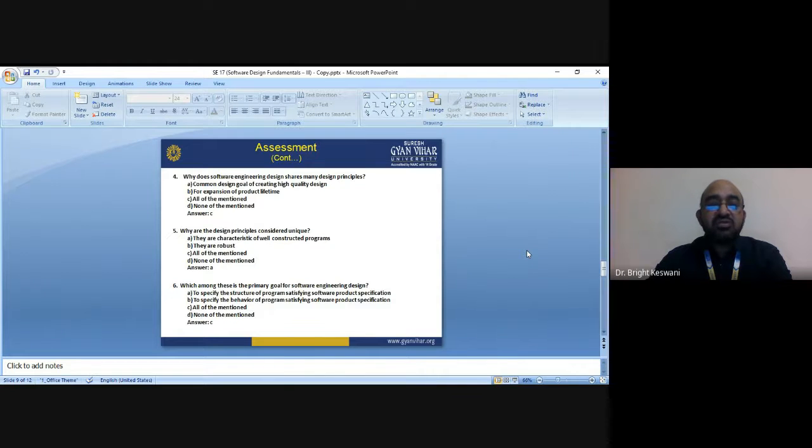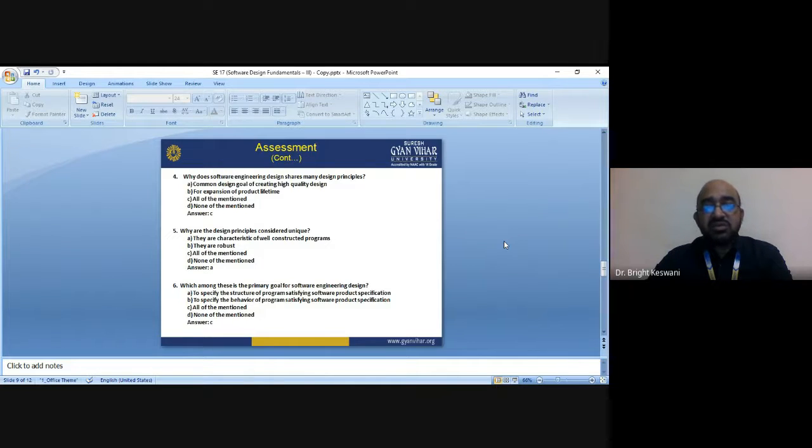The fourth question, why does software engineering design share many design principles? The first option, the common design goal of creating high quality design. Second option is for expansion of product lifetime. The third option is all of the mentioned. Fourth is none of the mentioned. The answer is C, all of the mentioned, means common design goal of creating high quality design and for expansion of product lifetime. These are the design principles.